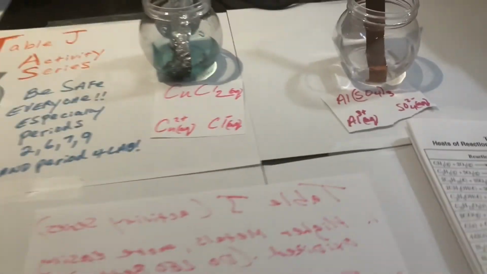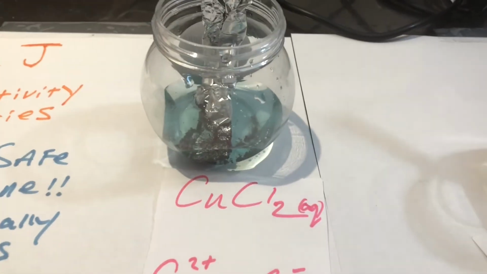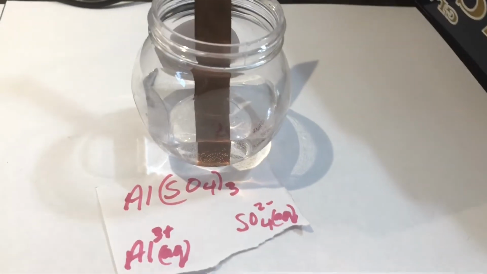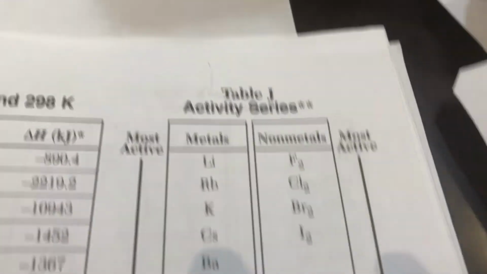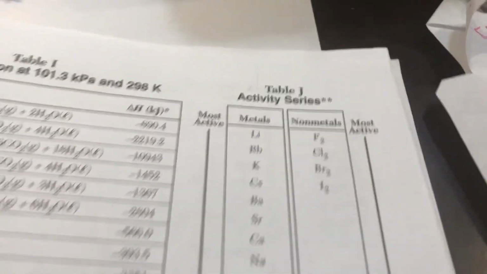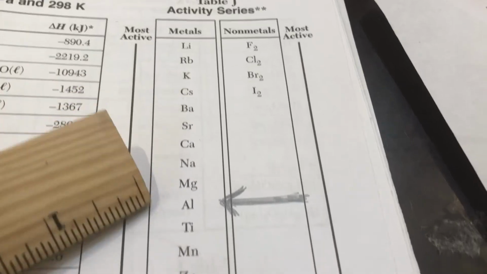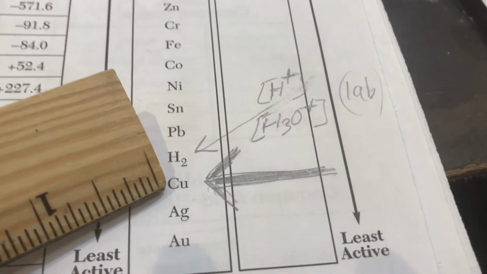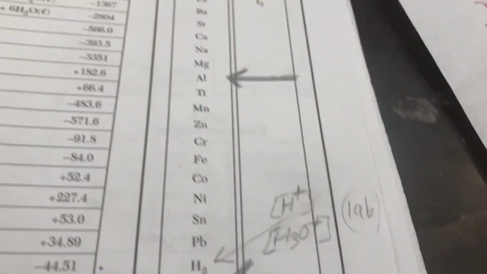So who's brave? Who's going to tell me how come? There was no reaction in situation 1, a reaction in situation 2, and no reaction in situation 3. As always, guys, you're right. It's all about Table J, and location, location, location. If we notice, aluminum is higher on Table J when compared to copper. Let's go through some items right here.